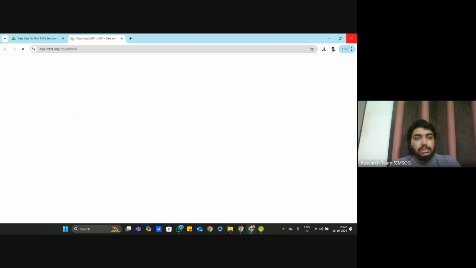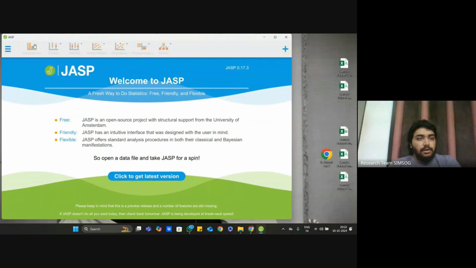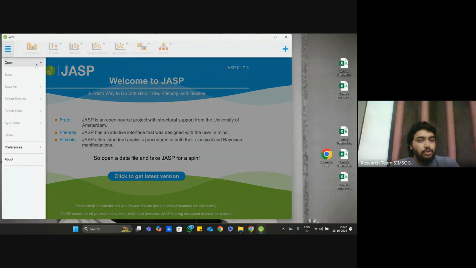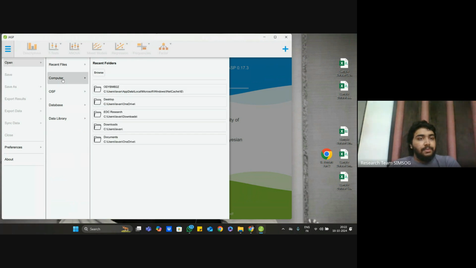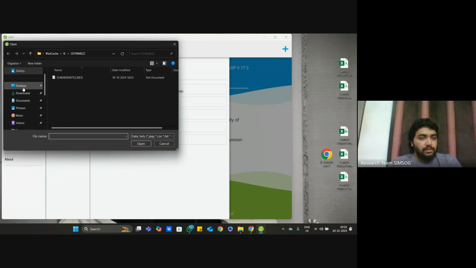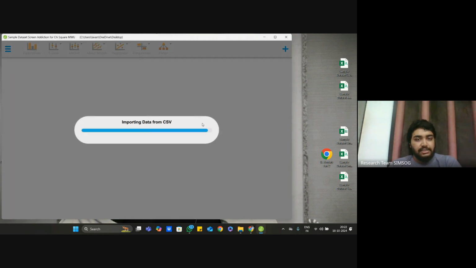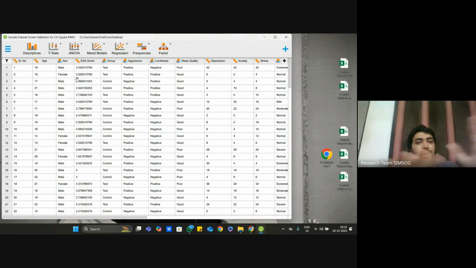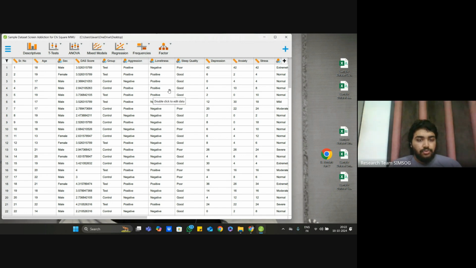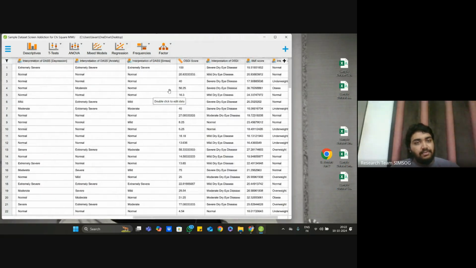So going to JASP, the first test we'll be doing, and also the frequencies and stuff, is, oops, sorry. You go to the main menu, click on Open, then Computer or wherever it is, browse and open the sample data set, screen addiction for chi-square test. This is how you will find the first row will automatically go up, and then each data entry follows. So this is good.